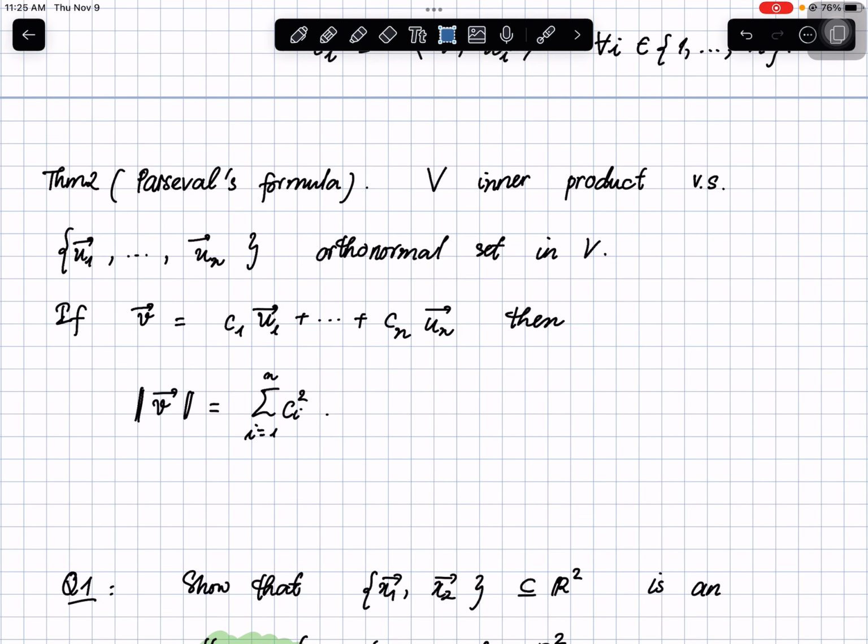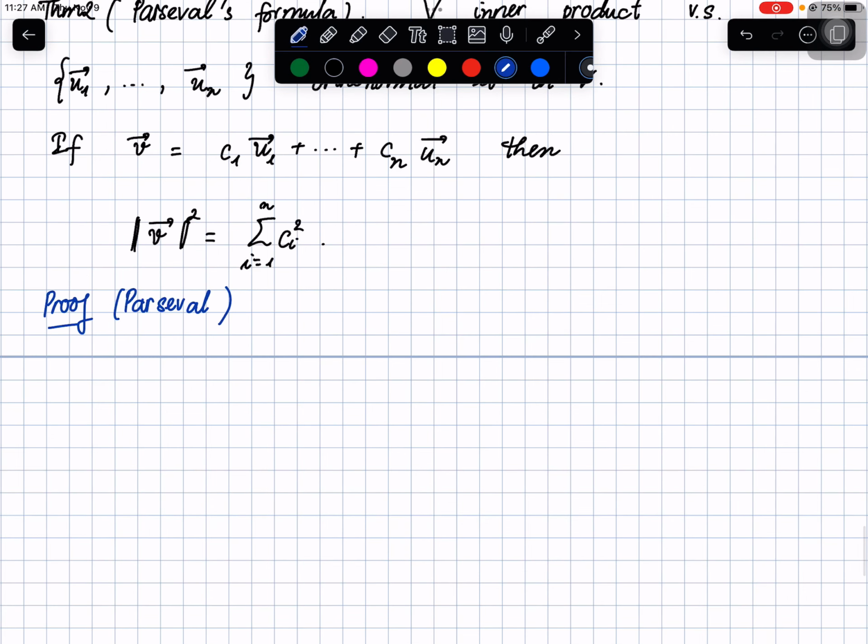Parseval formula: V is an inner product vector space, U1 to UN is an orthonormal set in V, and V is a linear combination of these vectors. Then the norm of V squared is the sum of Ci squared. We need to compute the norm of V squared. The norm of V squared is the inner product of V with itself. V is C1 U1 plus ... plus Cn Un. Inner product with C1 U1 plus ... plus Cn Un.